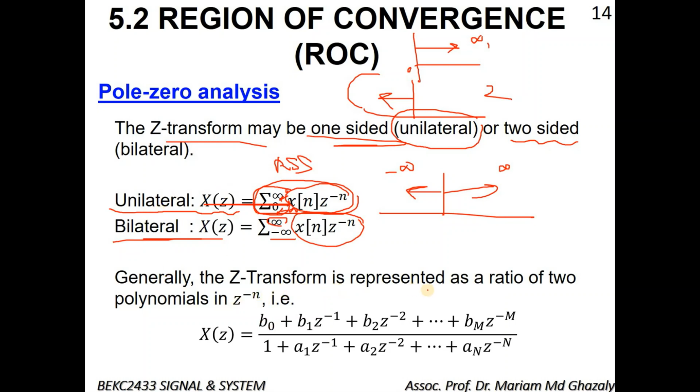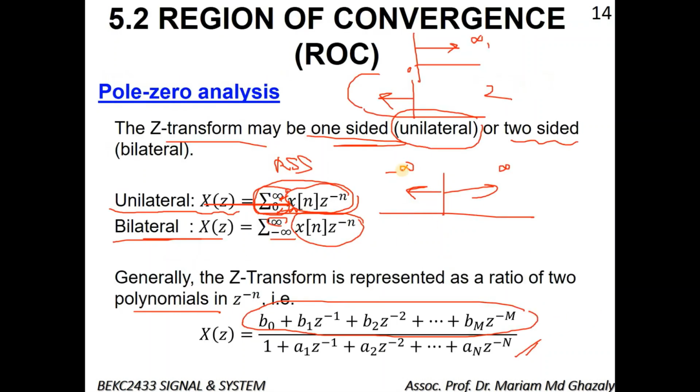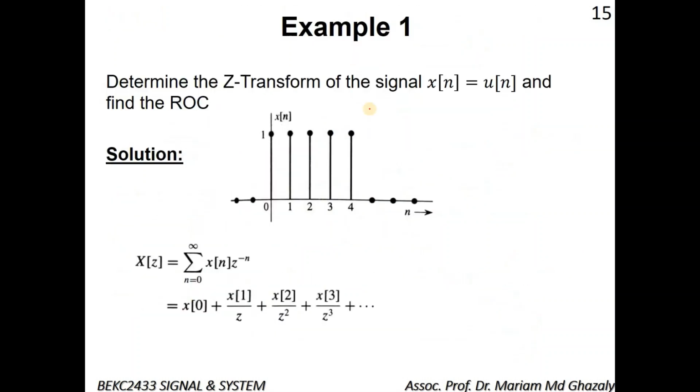So generally, the Z transform is represented as a ratio of two polynomials. We have learned that you have the numerator and denominator just now. So you can write X(z) equal to (b0 + b1 z^(-1) + b2 z^(-2) and so on) over (1 + a1 z^(-1) and so on). We call this the polynomial form. Okay, so let's look at these two equations here. Let's do an example.